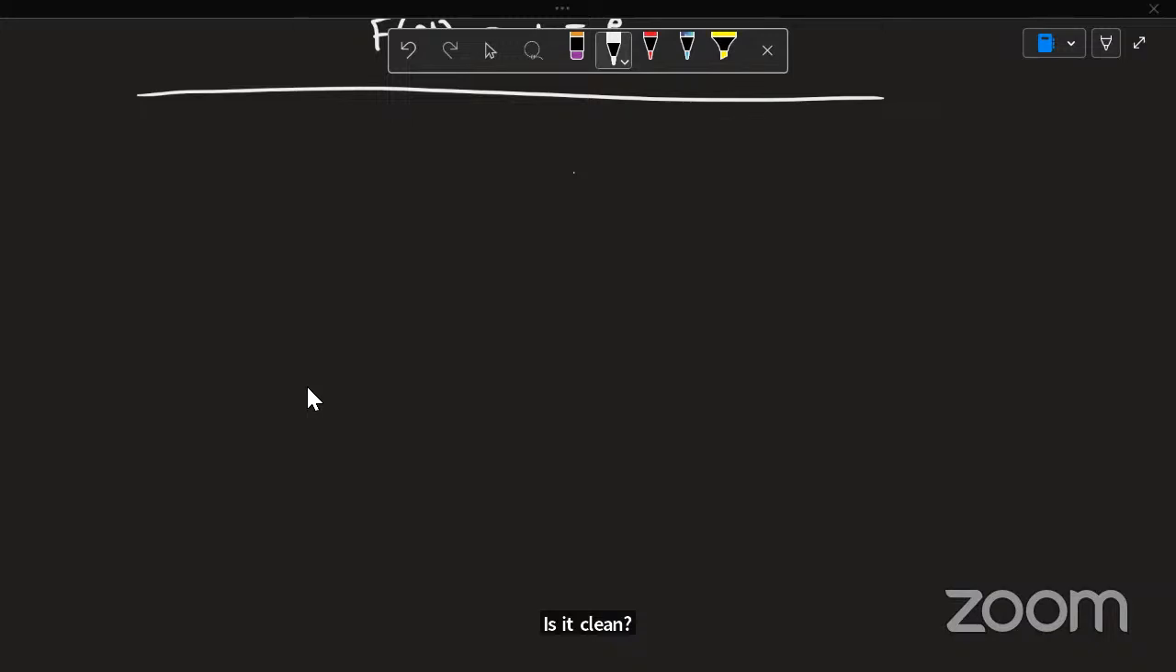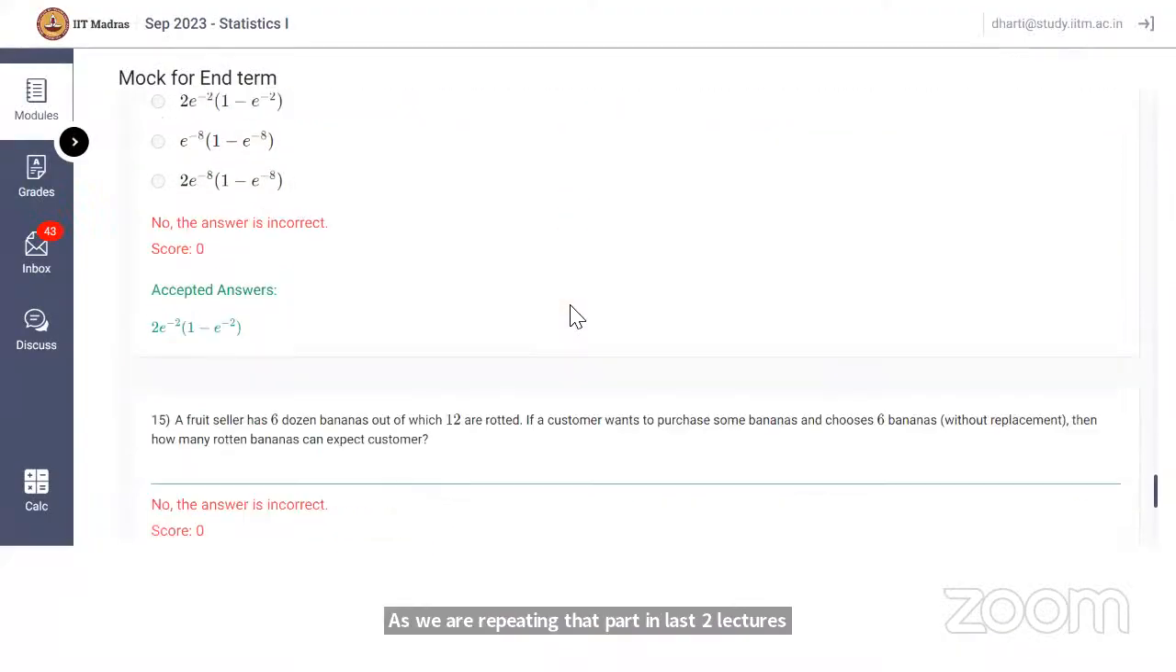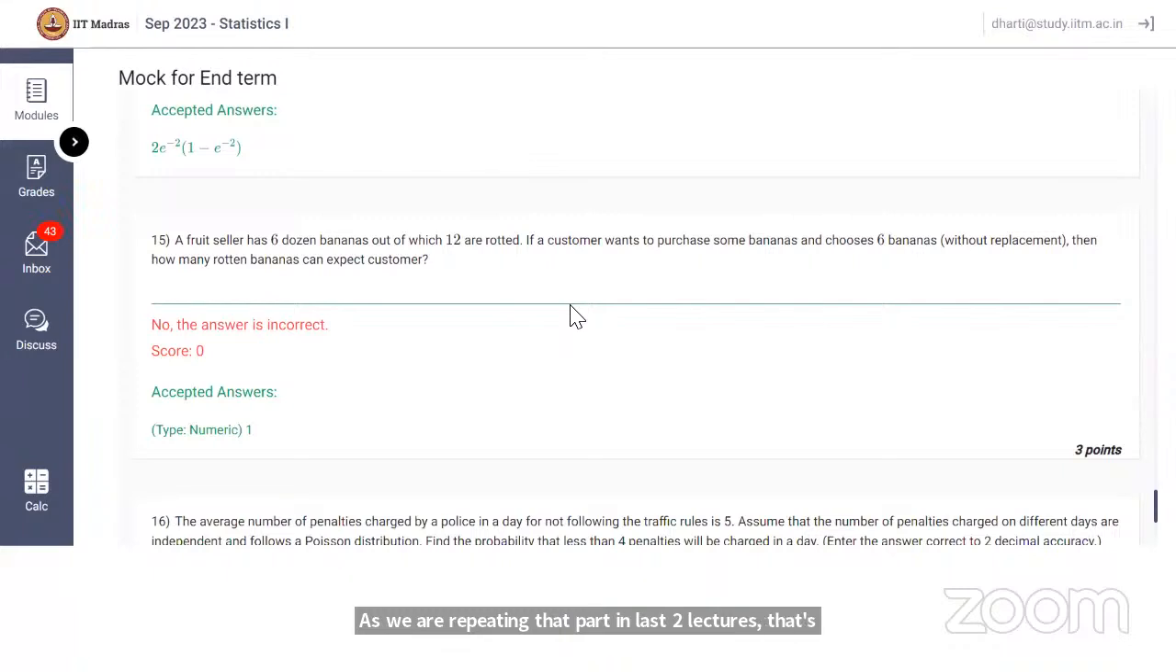As we are repeating that part in the last two lectures, that's why I'm not going into it. In the open session for week 12 also, we have discussed where to use PDF and where to use CDF. Okay. Is question number 14 clear? So should we move to question number 15?